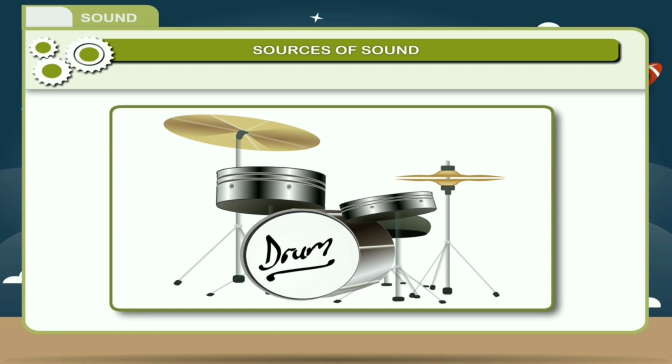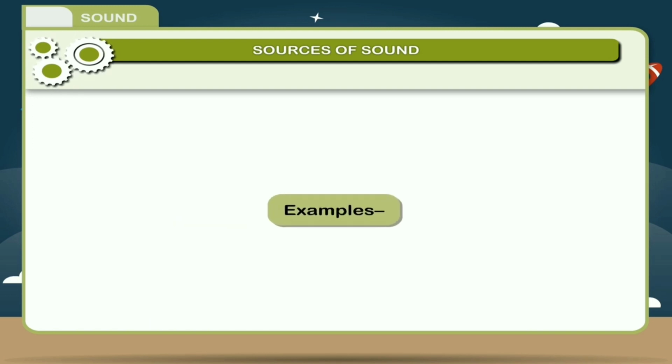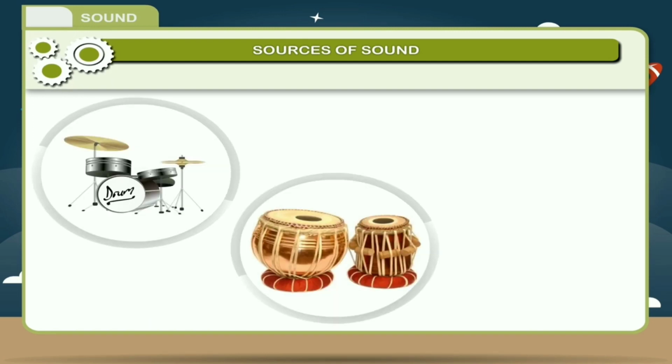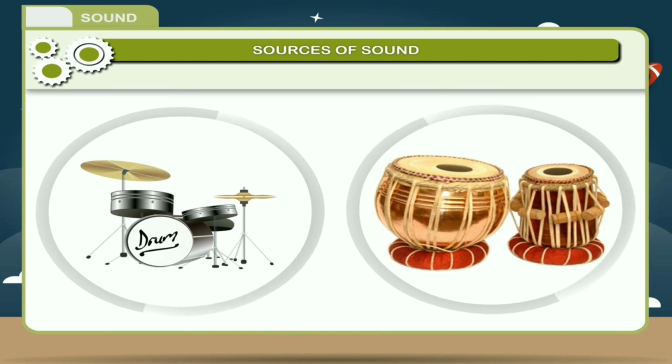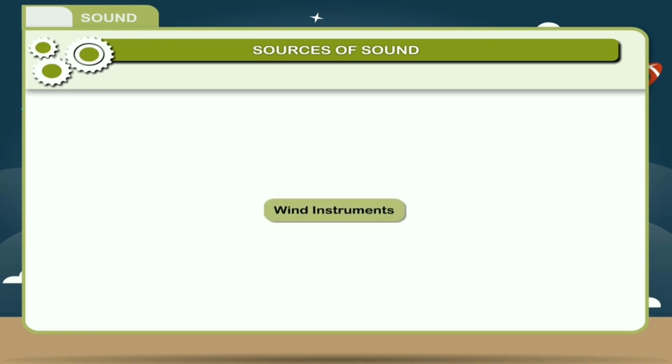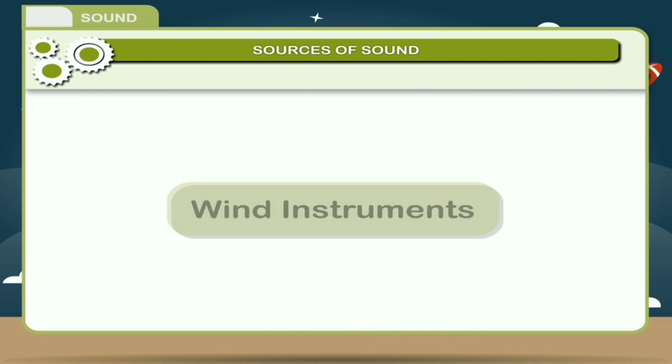Examples: drum kit, tabla, dholak. So, the sound of the drum of tabla is produced by the vibrations of its skin membrane when struck. Third is wind instruments.